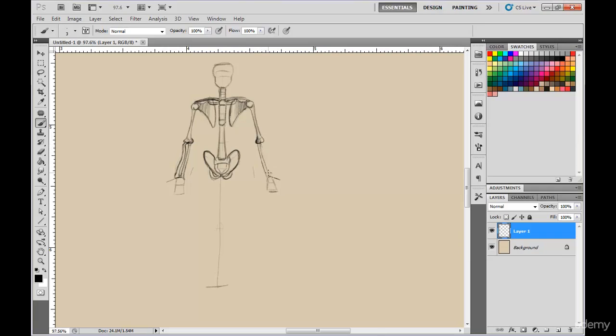Right now what I'm trying is to capture my line with one smooth stroke. Again, this kind of comes in, and it comes out. And gets a little bit thicker at the end here. Okay, like so.